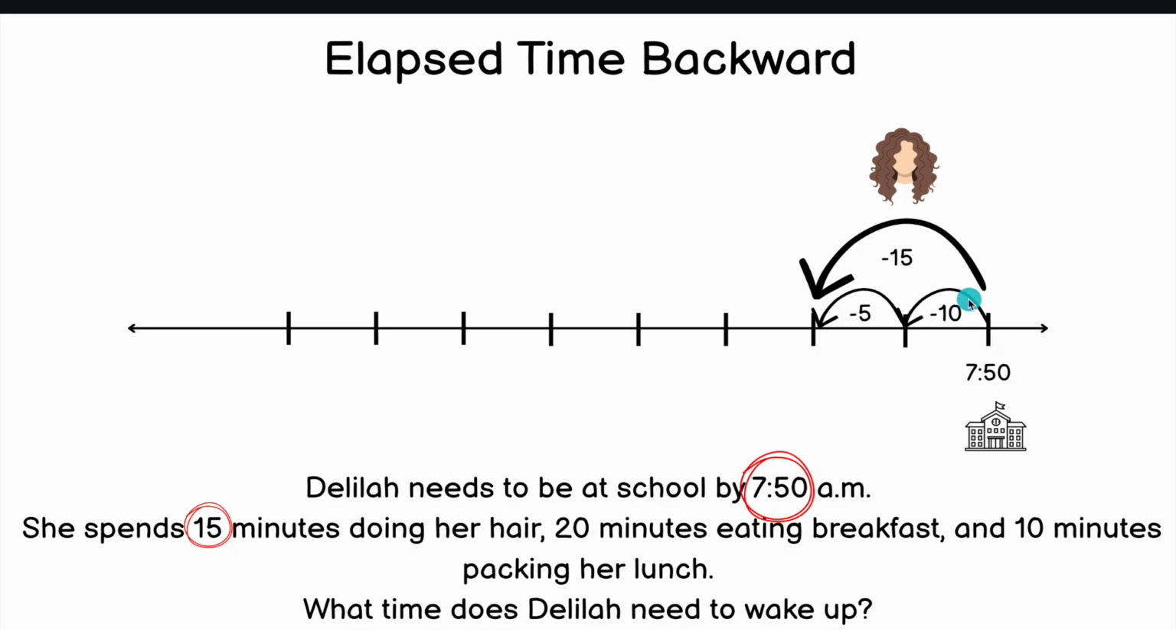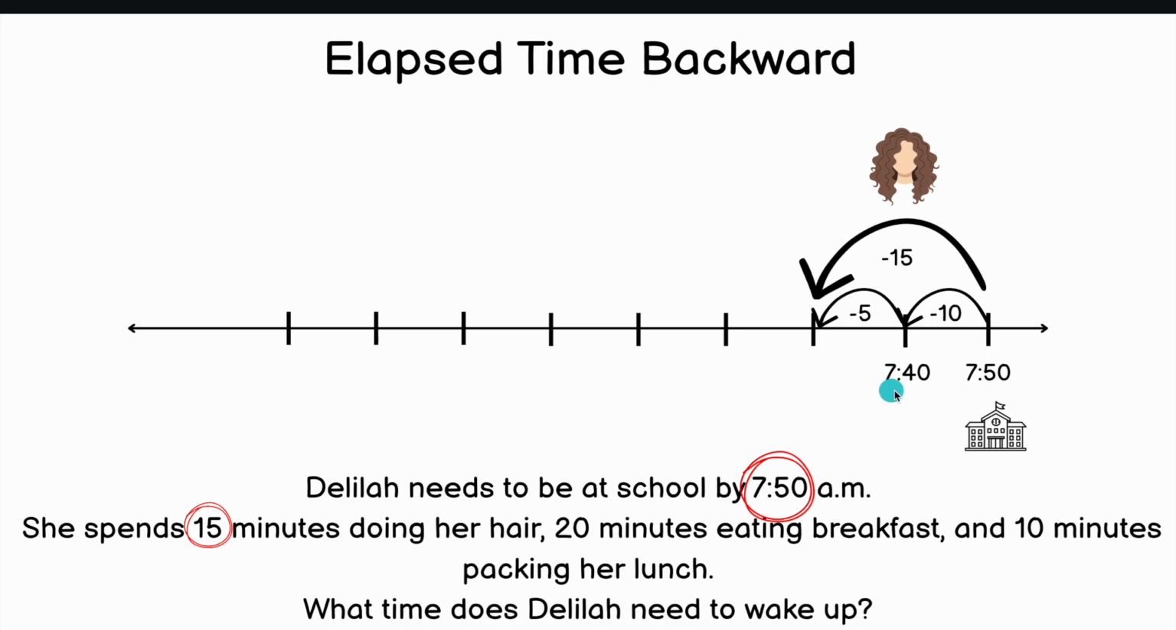7:50, and let's go backward 10 minutes. We know if we take away 10 minutes from 50 minutes, we will have 40 minutes. So we will write 7:50, we have to go backward 10 minutes. It will be 7:40 a.m. But remember, she spends 15 minutes doing her hair. So we have 10 and 5.